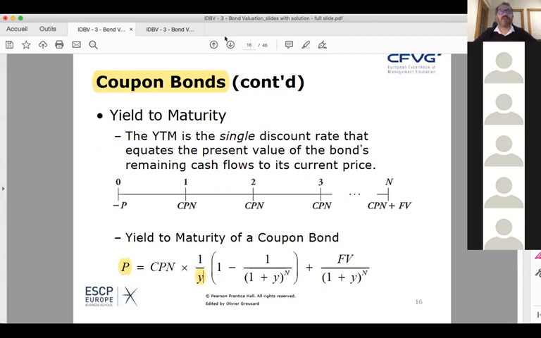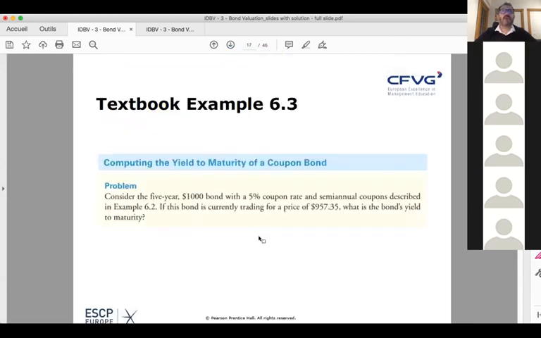Okay, so let's consider this example. This is the same 5-year, 1,000 bond with 5% coupon rate and semi-annual coupons described in the example.